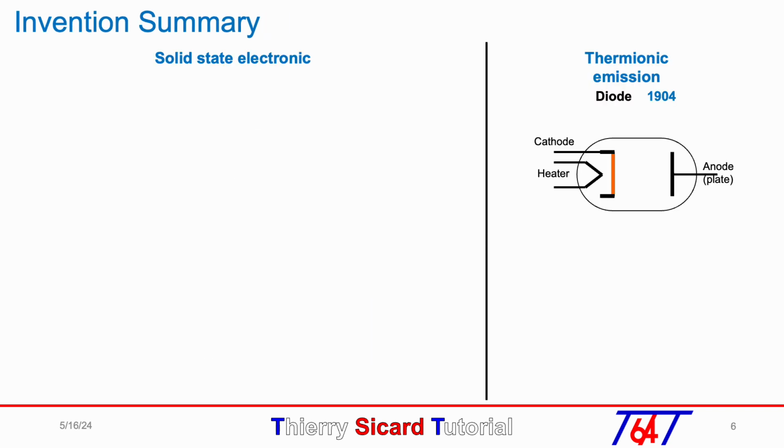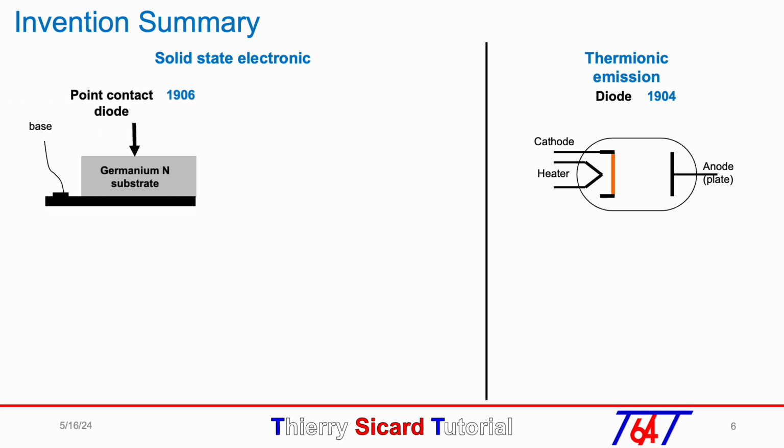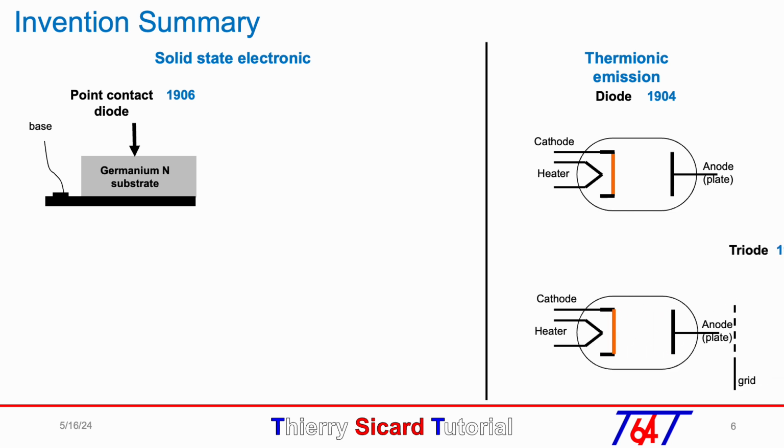In this last slide, I did a summary of the different electronic component inventions. In 1904, the vacuum tube diode was using the thermionic emission. In 1906, the point contact diode was using the solid-state electronic. In 1912, the triode was invented by adding a grid between cathode and anode. With this new component, we were able to do the first amplifier.